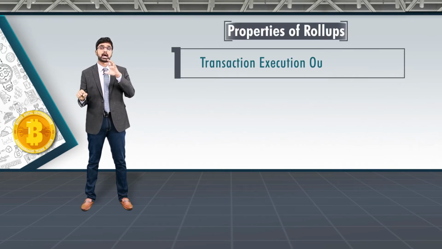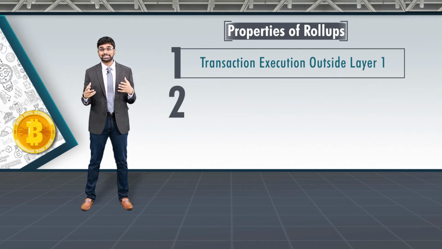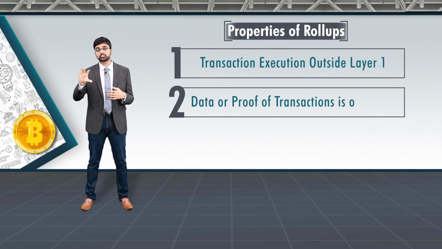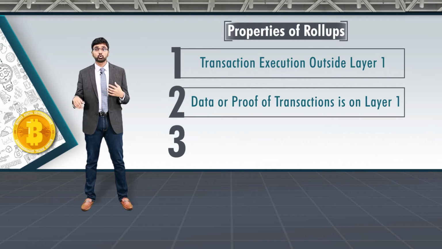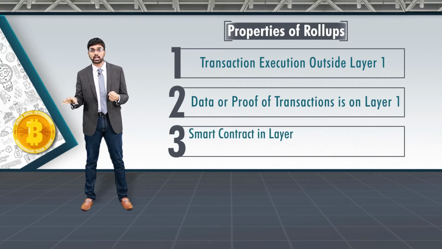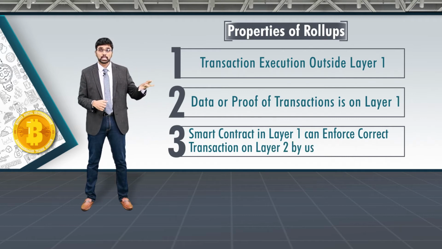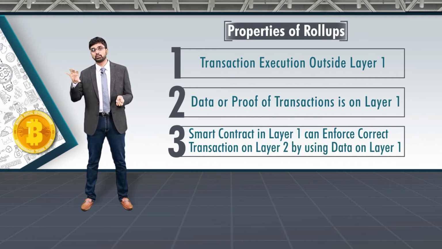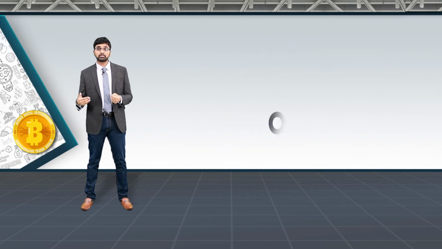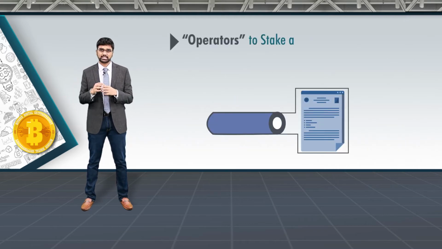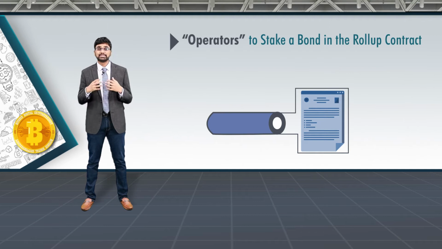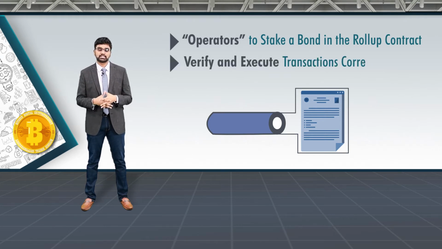Transaction execution is outside layer 1. 2. Data or proof of transactions is on layer 1. 3. A rollup smart contract in layer 1 that can enforce correct transaction execution on layer 2 by using the transaction data on layer 1. Rollups require operators to stake a bond in the rollup contract. This incentivizes operators to verify and execute transactions correctly.